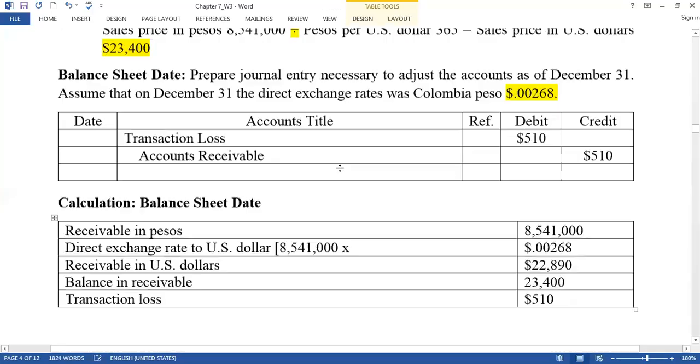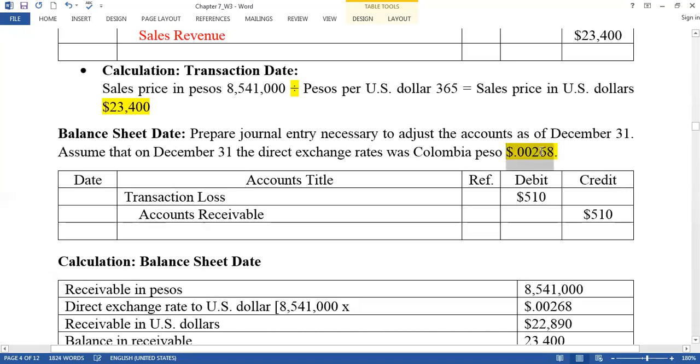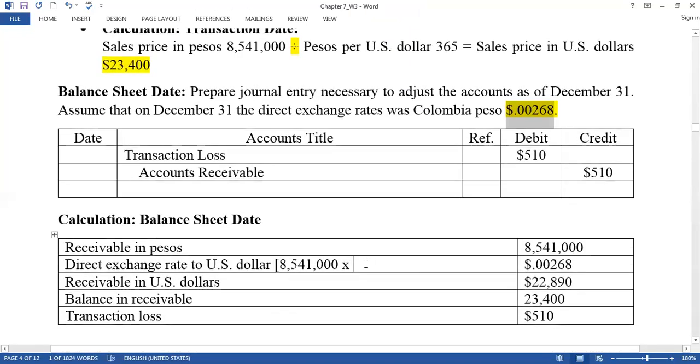So look at it, the balance sheet date rate is already given in dollars, right? So you do not need to divide it, 1 divided by the rate. You do not need to do that, right? Because it is already dollar.